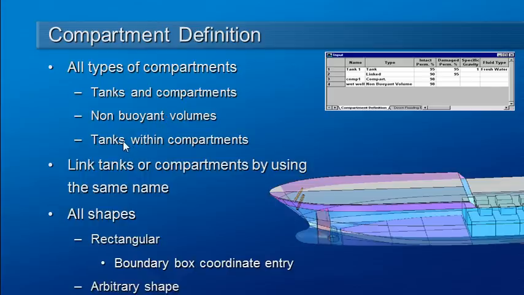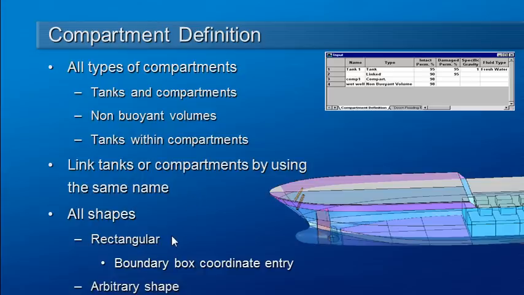If we have tanks which are completely contained inside a compartment, the tank volume will automatically be deducted from the compartment. Tanks and compartments can be linked together. This is useful for situations where a number of simple shapes can be combined to form the overall tank shape, so they can be linked together to be treated as a single volume.